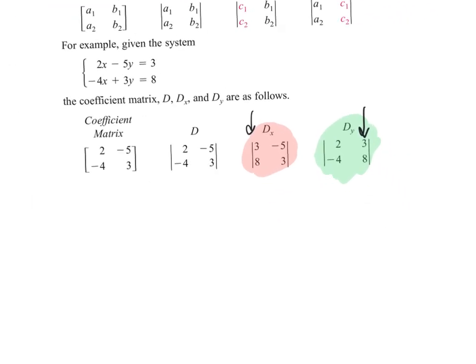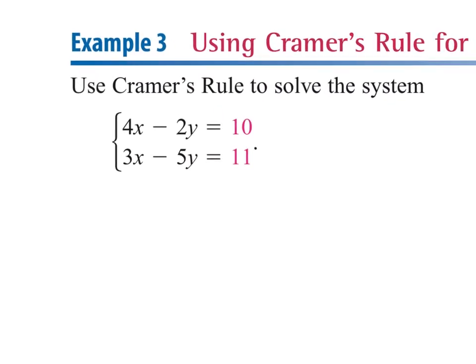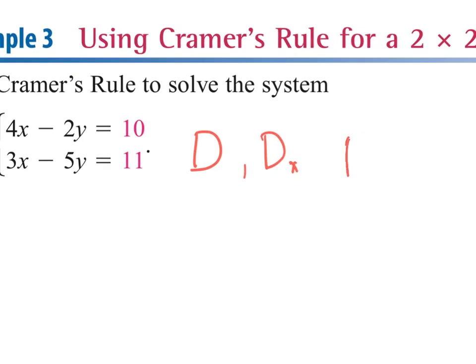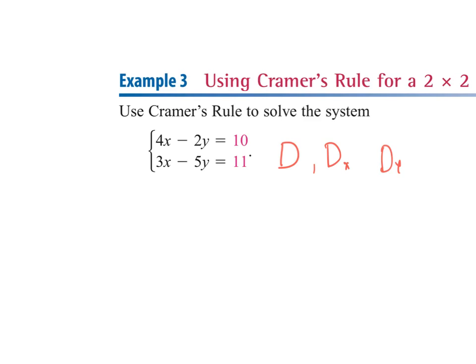All right, so let's solve this system of equations. I have to find 3 things. I have to find the determinant, then D sub x and D sub y. So the first thing I'm going to do is find just D. You can just say D. I'm going to find the determinant. So I have 4 and 3 for my x's, negative 2, negative 5 for my y's. Agreed?